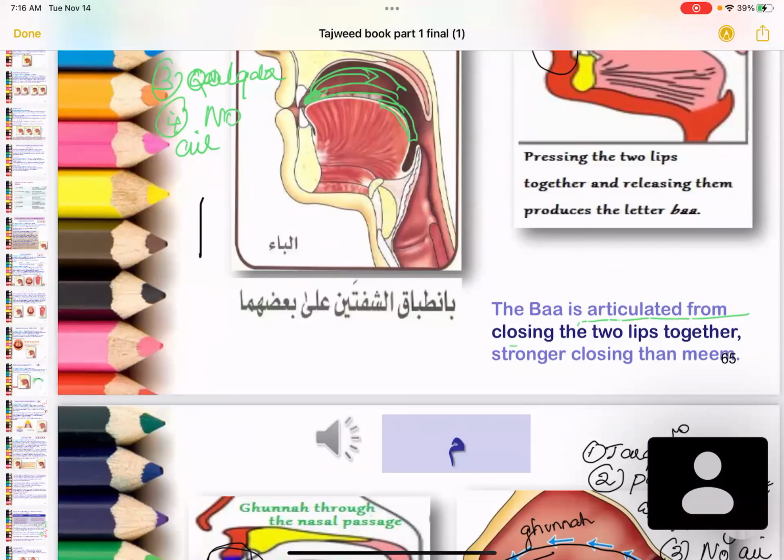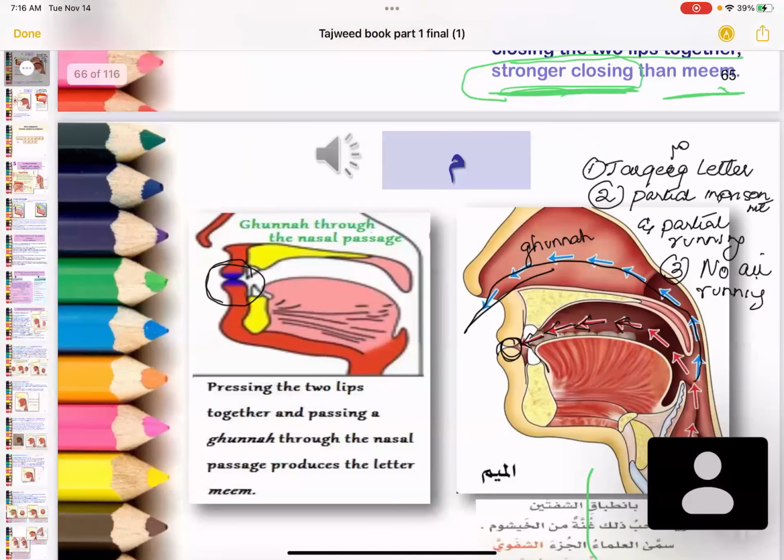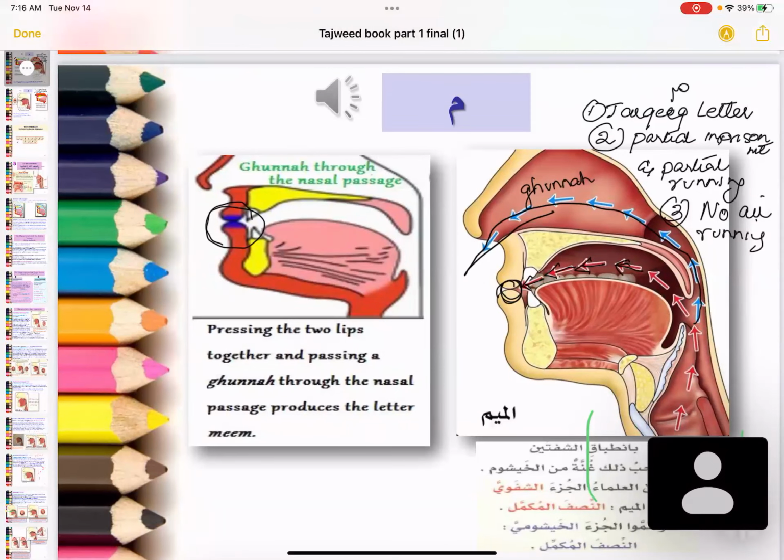So ba is articulated from closing the two lips together. Stronger closing. This is the most important point. This is a very strong closing compared to meem. Okay. Now the next one, ba was one letter. The next is meem.